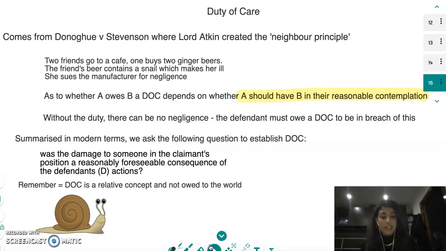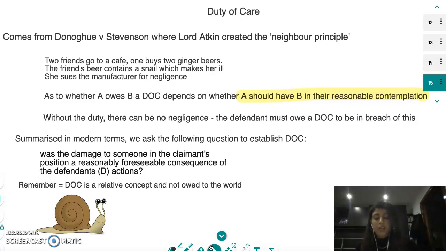So the duty of care has its origins in the case of Donoghue and Stevenson. And I say its origins because this is a case that really widened what we thought of as the duty of care. And in this case, Lord Atkin created what he called the neighbour principle. The quick facts of this case are that one friend buys 2 ginger beers. Her friend's beer has a snail decomposing in it, which makes her ill, and she seeks to sue the manufacturer. But she doesn't want to sue on the basis of a contract because she doesn't have a contract with the manufacturer. She did not buy the beer herself. However, she seeks to sue on the basis of negligence, and that's how the duty of care starts to emerge here.